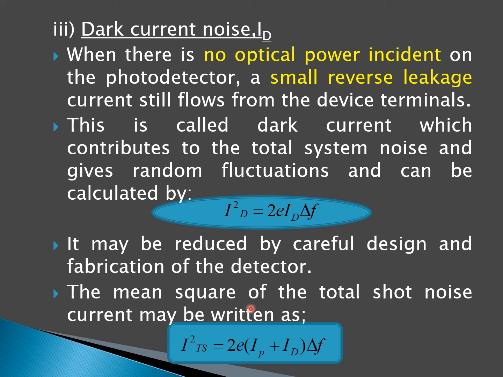The mean square of the total shot noise current is given by this formula. From this formula, it is the dark current noise plus the shot noise. So this is the mean square of total shot noise. Again, the unit is ampere squared. If you just want to find the dark current, you need to take the square root of this value.